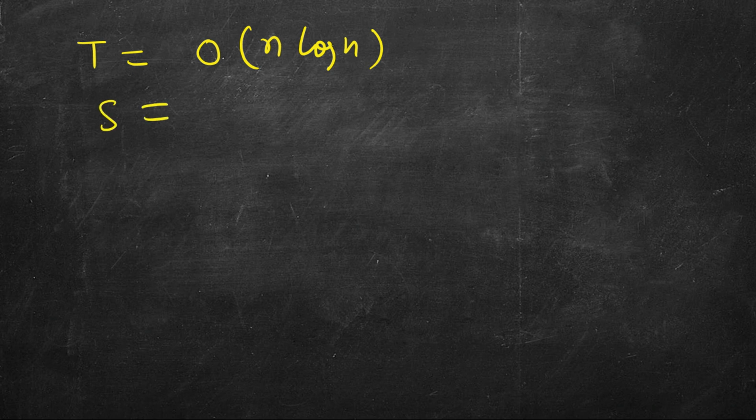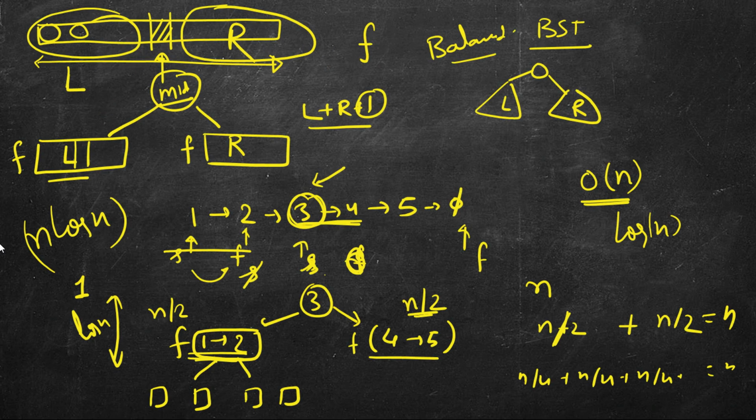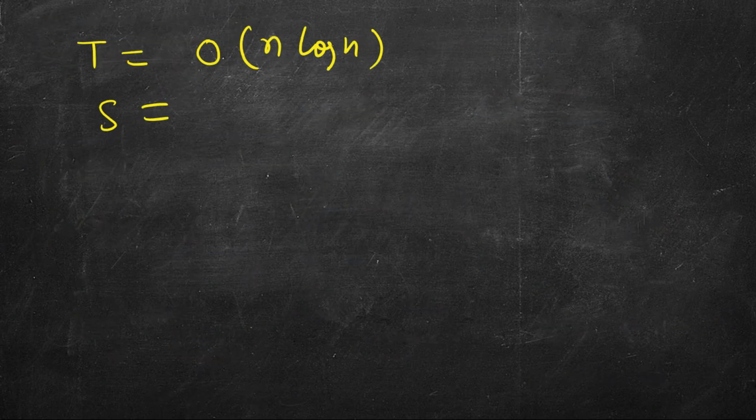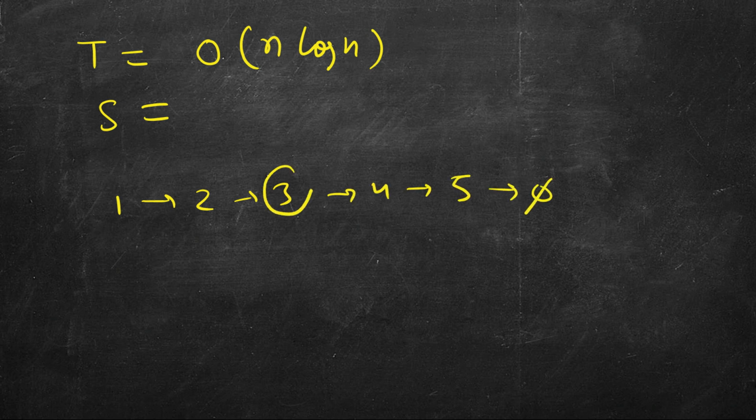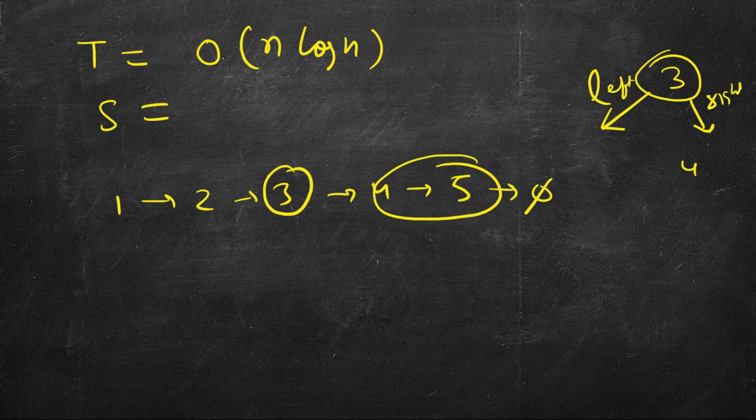Space: we are not explicitly using any extra space. We will just modify this list itself. So for example, when we find the middle of the list, we have 1, 2, 3, 4, 5, and its next is null. So we found 3 as the middle. We made this the root, and its left and right. So right is fine. We will call this on the next of this 3, so it will call on 4 and 5.